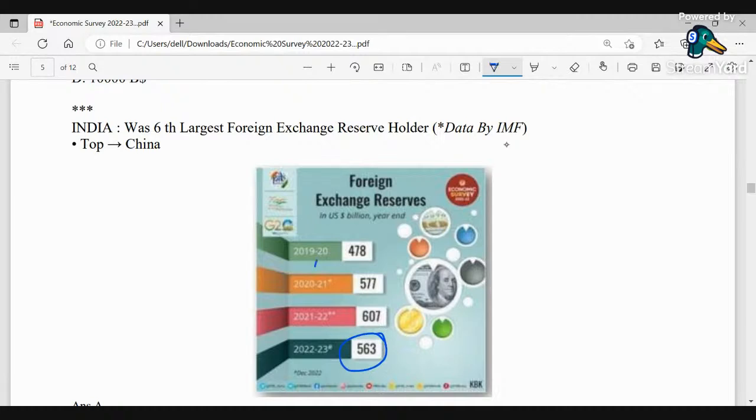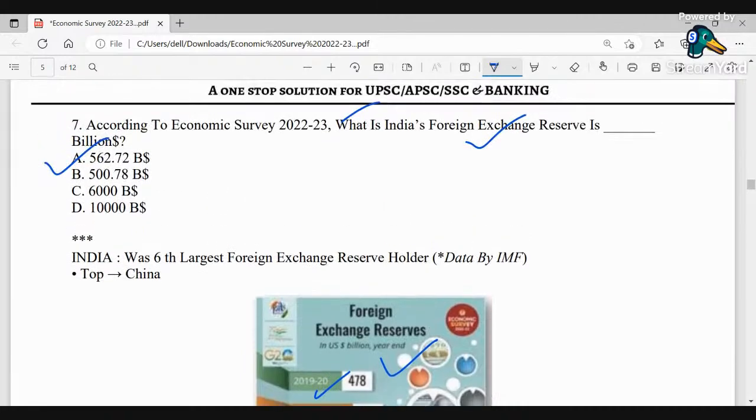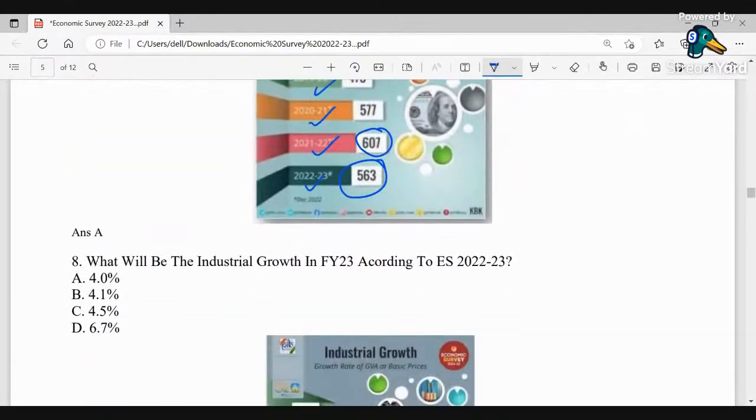So in 2019-20 we have got 478. In 2020-21 we have got 577. In 2021-22 we have got 607, and in 2022-23 we have got 563. So this is why we will have these foreign exchange reserves in the next coming financial year. Okay, so this one is done.